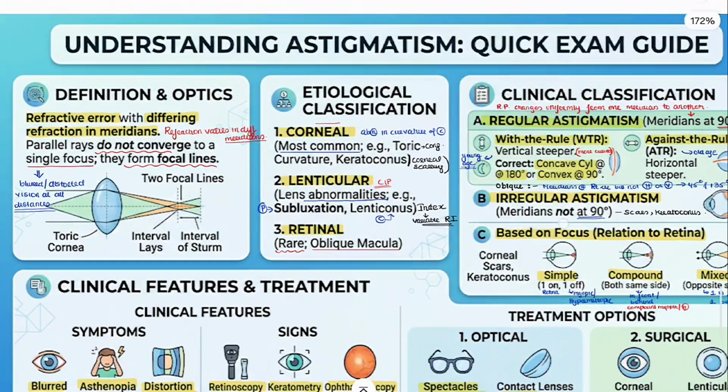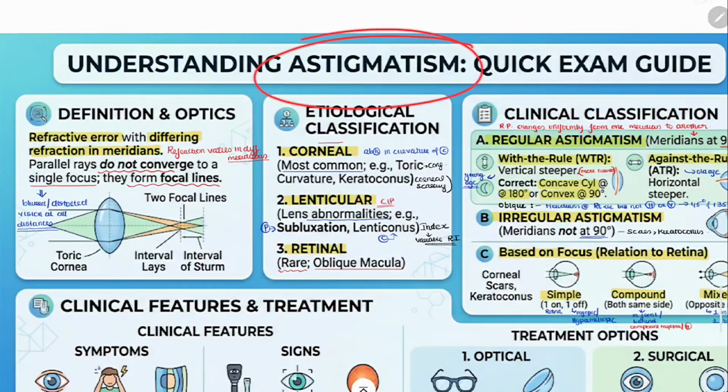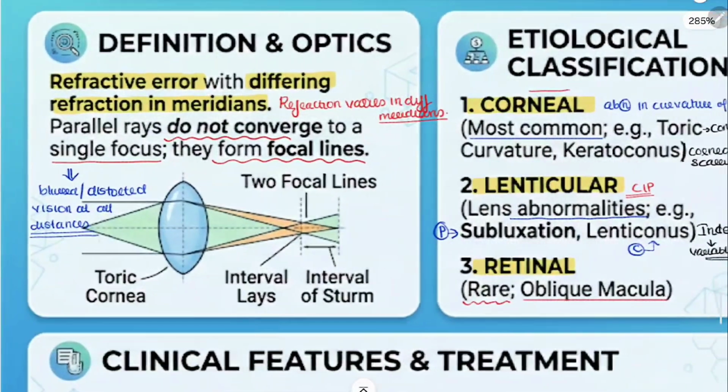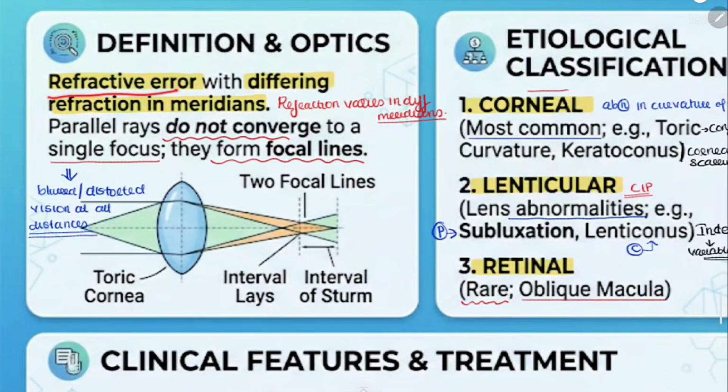Hi guys, this video is about astigmatism. So what is astigmatism? This is a refractive error with differing refraction in meridians. So refraction varies in different meridians. There can be a horizontal meridian and a vertical meridian, and there are different refractions in different meridians.